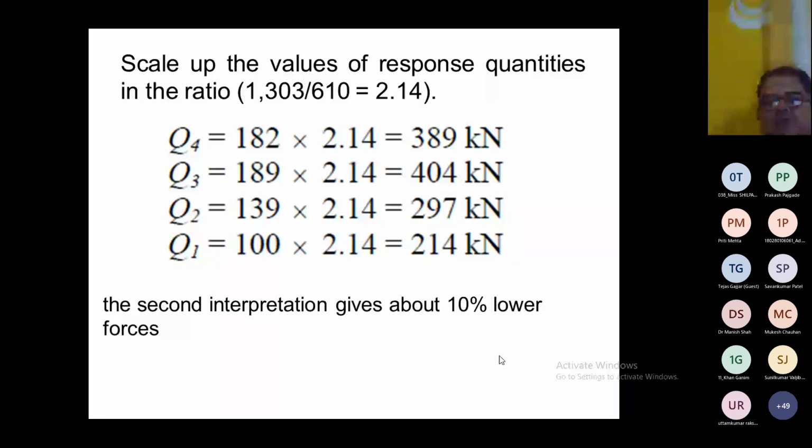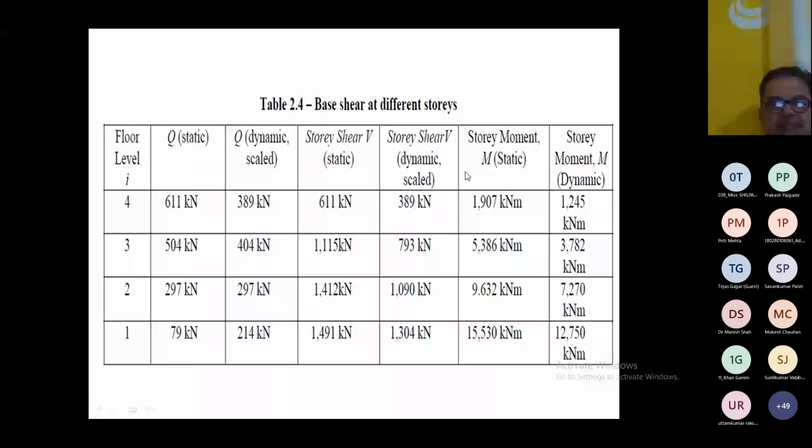And once the scaling is done, then we can compare now. Look at this. This is the final summary. This is the static, this is the dynamic, the scaled one, right? Now look at this. This is 611. Here you get 389, 504, 404, 297, 297, 79, 214, right? Now, if you talk about the storey shear here, then look at this value. The storey shear here is 1491 in static, and in dynamic you get 1304, right?